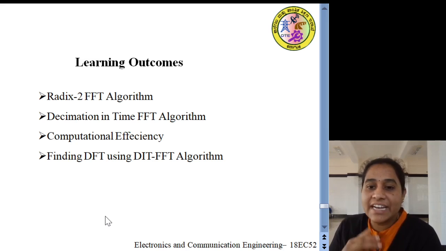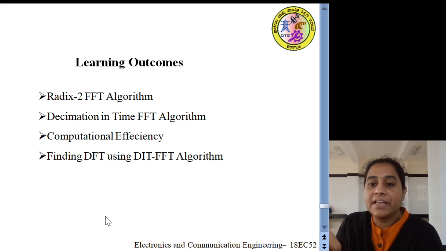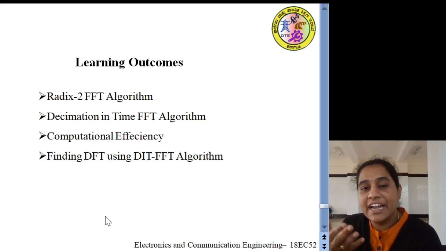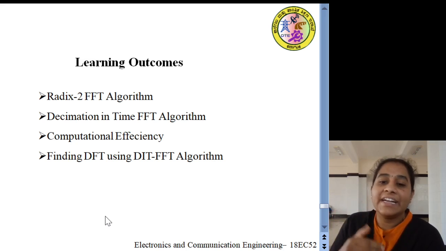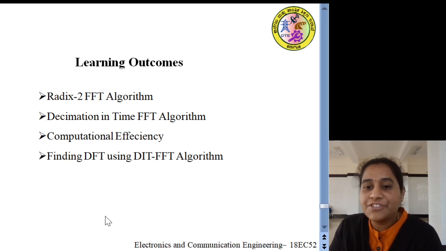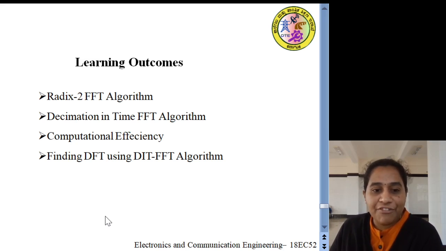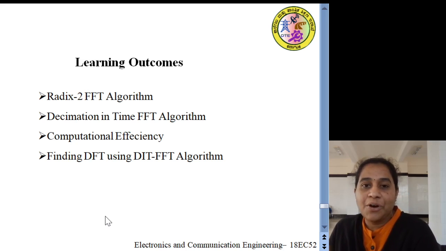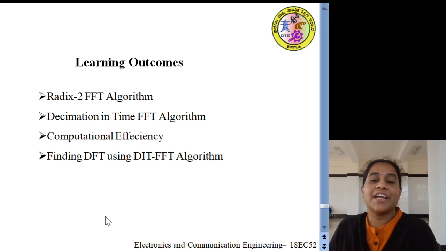After that, we considered the computational efficiency. That means we compared the computational complexity of finding the DFT using the DIT FFT algorithm with that of finding the DFT using the direct method. Afterwards, we considered some illustrative examples for finding the DFT using the DIT FFT algorithm. Hope you understand all the concepts that we tried to explain in this particular session.